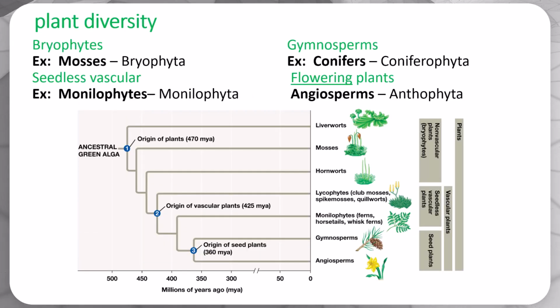So there's lots of different kinds of plants, lots of diversity in plants, but the groups of plants that we're going to focus on are the bryophytes, in particular the mosses. Then in the seedless vascular plants, we're going to focus on the monilophytes, which are the ferns. In the gymnosperms, we're going to focus on the conifers, and in the flowering plants, that would be angiosperms. So we're going to talk about each of those coming up and their characteristics.